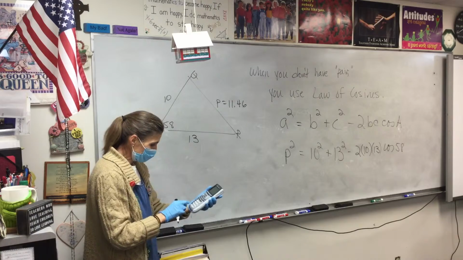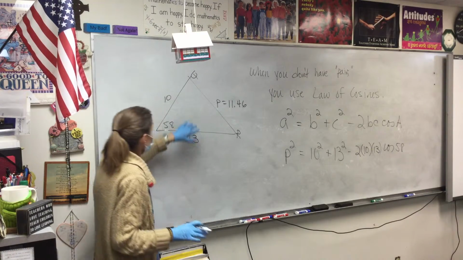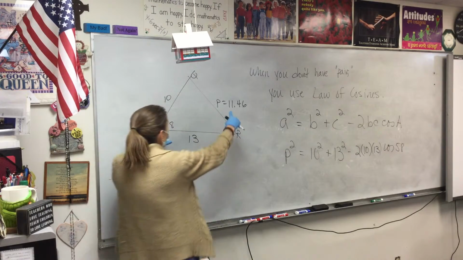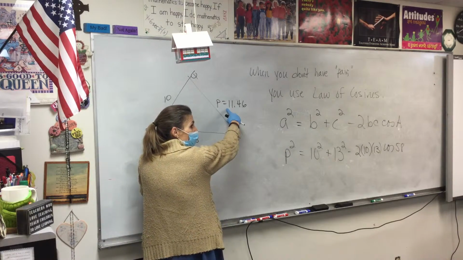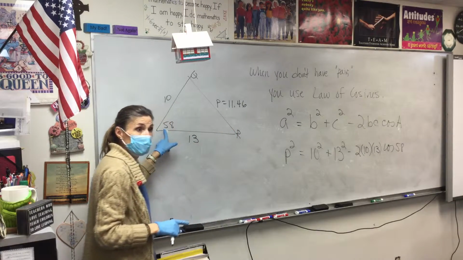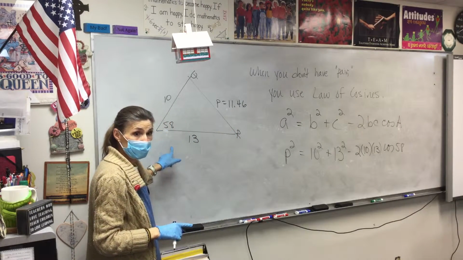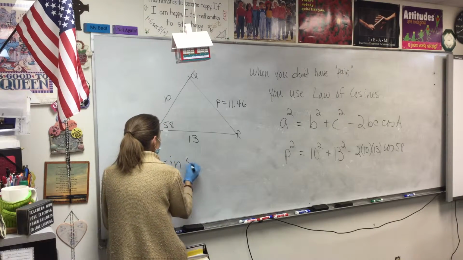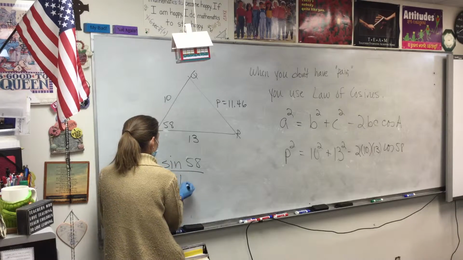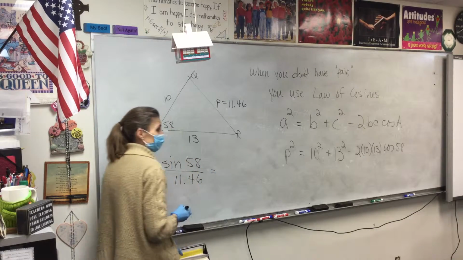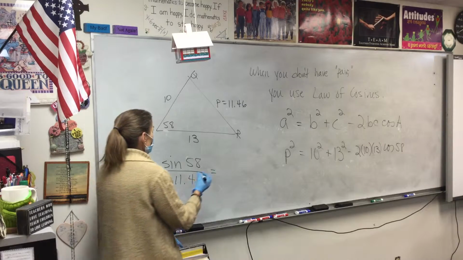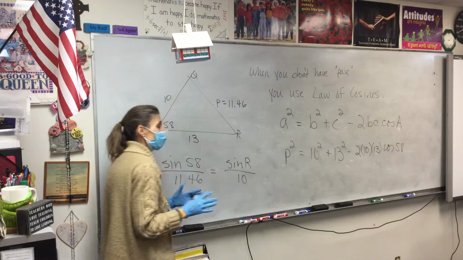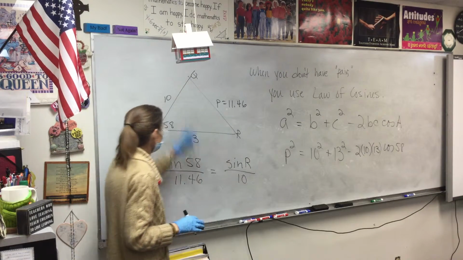Now, boys and girls, we are not done with this problem. Look, we still need to find these angles, don't we? But look what you have now. Oh, now we have a match. So now we can set up our law of sines. Sine 58 over 11.46 equals sine r over 10. And again, you can do that in any order. I just happen to see the r.